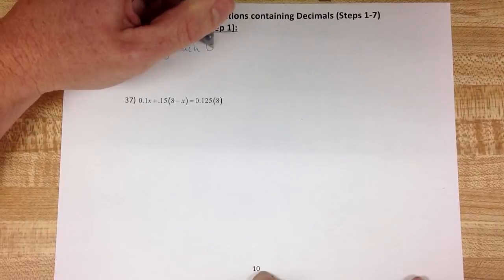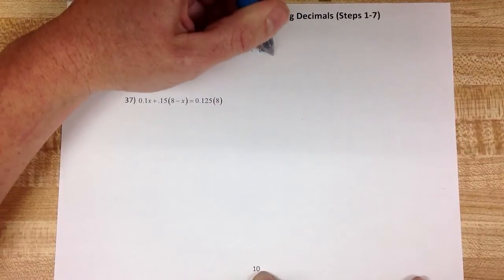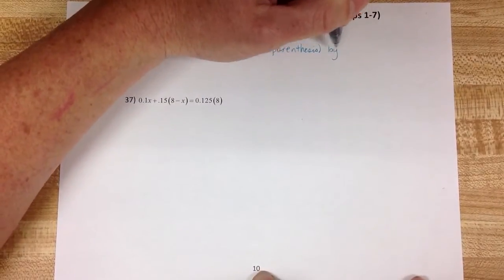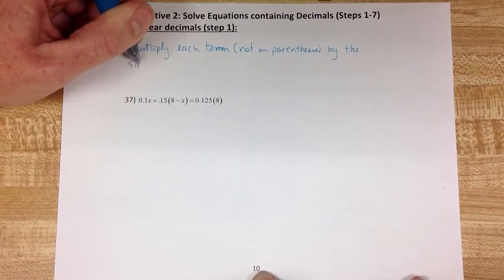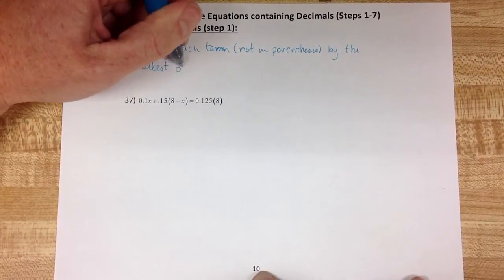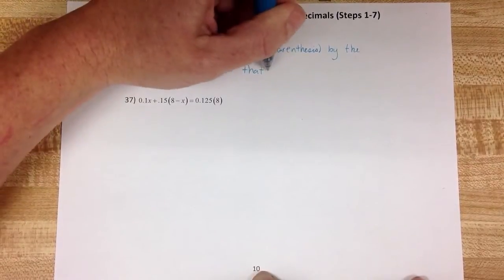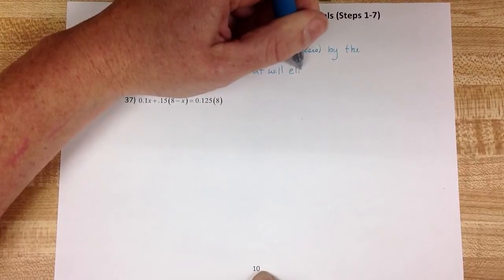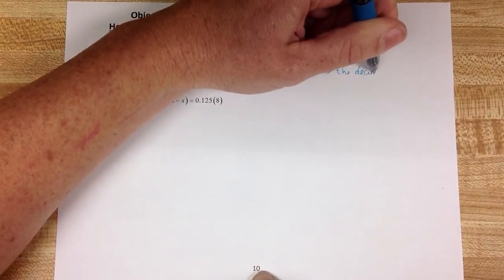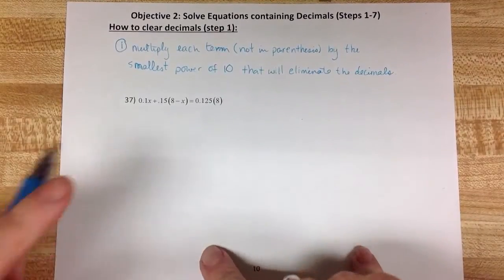each term, and again that would be each term not in parentheses, by the smallest power of 10 that will eliminate the decimals. So let's jump into some examples to see if we can make sense of that instruction.